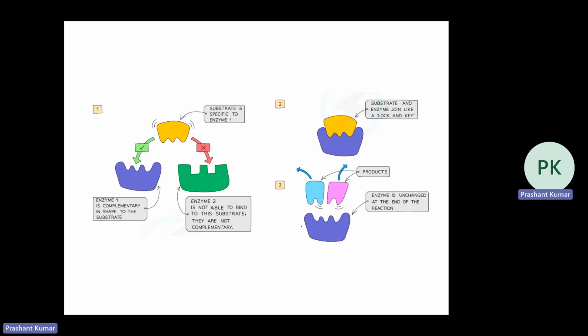So this is what we have seen here, that this is the correct enzyme. This is the correct substrate. So they can bind here like this, as you can see in the diagram. And the products are formed, which is quite different from the substrate.